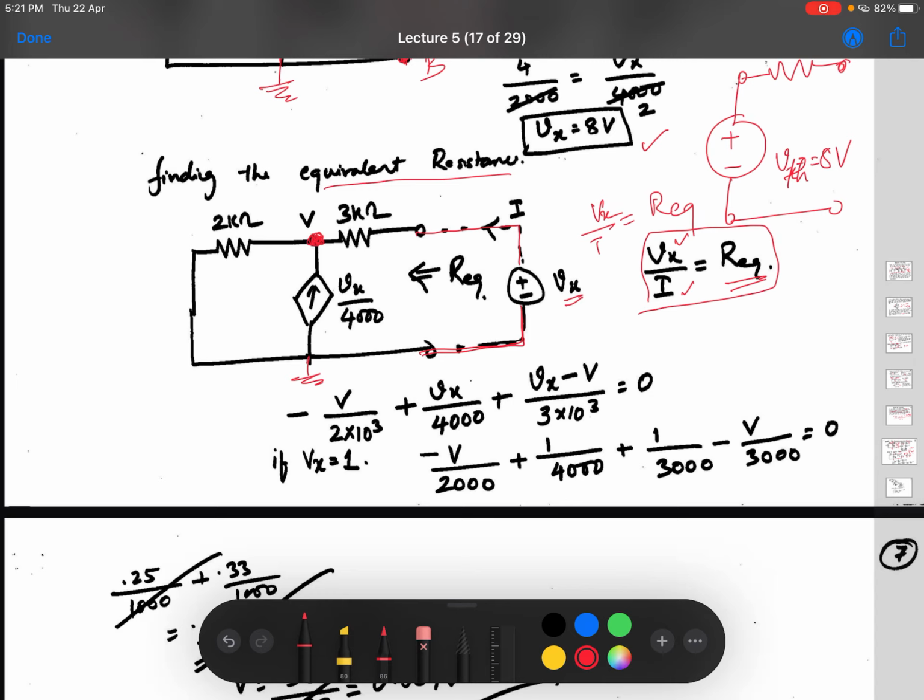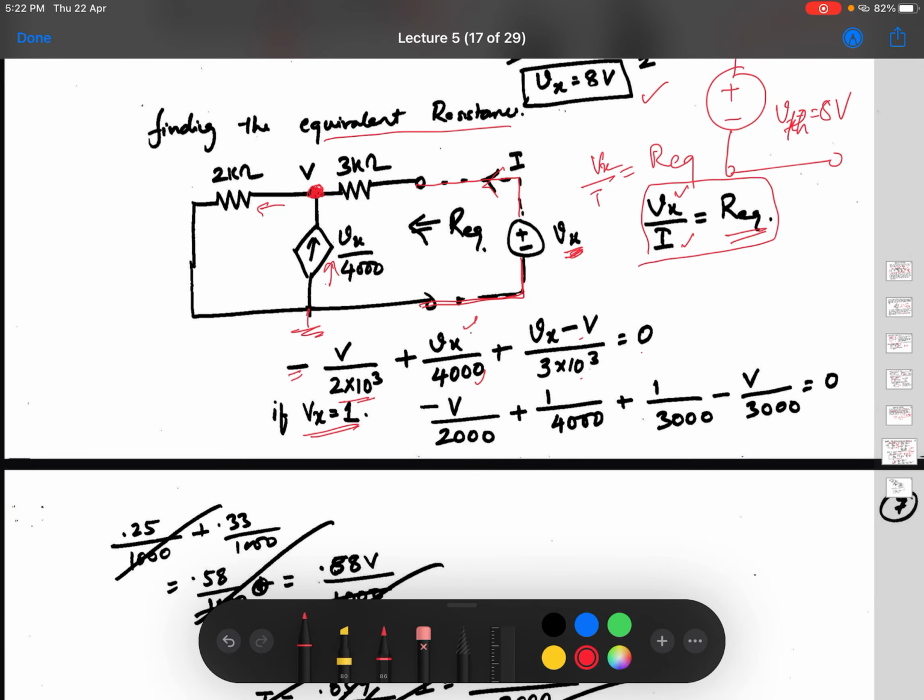In this node V, let's say this current is going out, arbitrarily taken, so minus V upon 2k. Then this is going into the node, already has a sign with it, so Vx by 4000, and then this I have taken as going into the node, so (Vx minus V) upon 3k is equal to 0. To simplify matters, because I am not interested in Vx, I am interested in V by I, I fix Vx equal to 1 so that my equation becomes simpler, and I come to know the value of I.